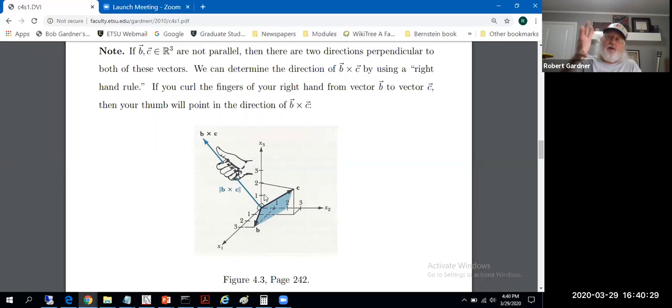Notice I'm curling around in this direction. If I curl the fingers of my left hand in the same direction, then my thumb points down. So there's a handedness to it.